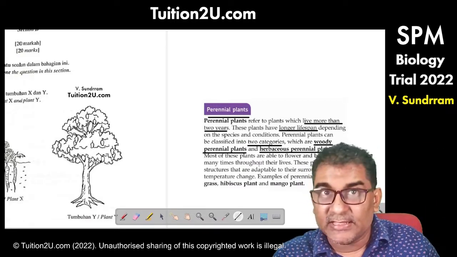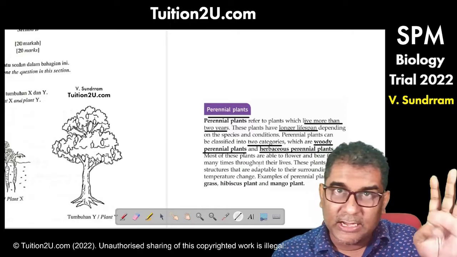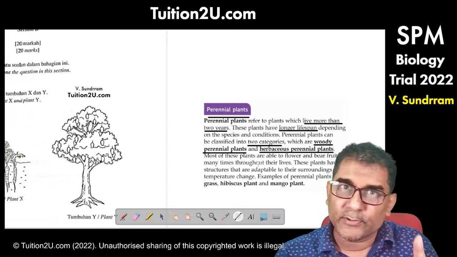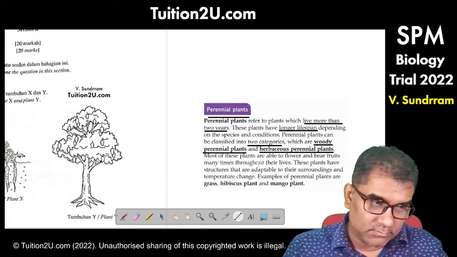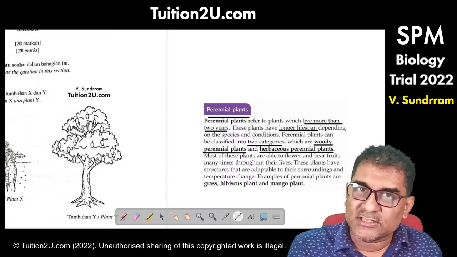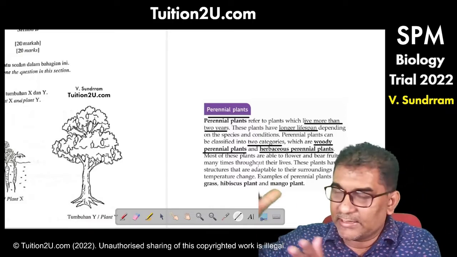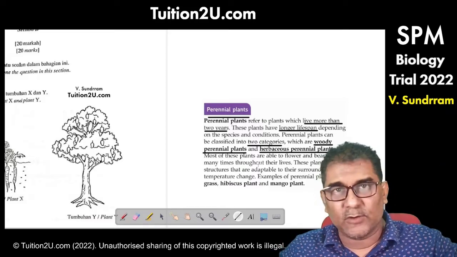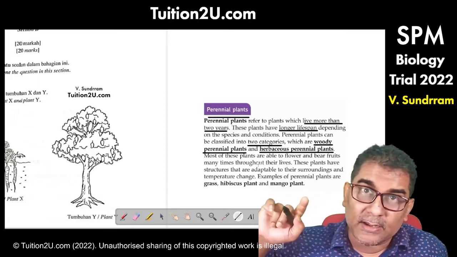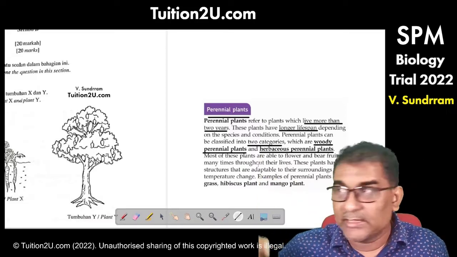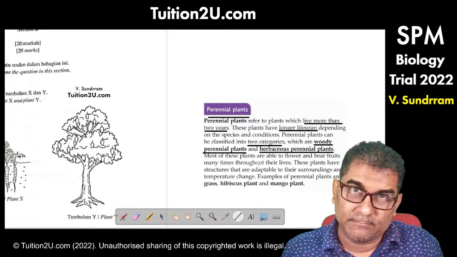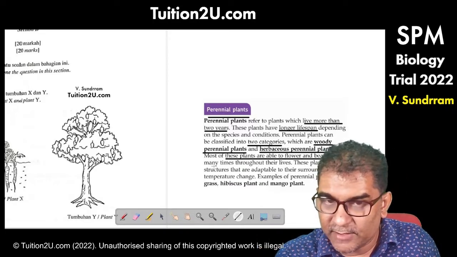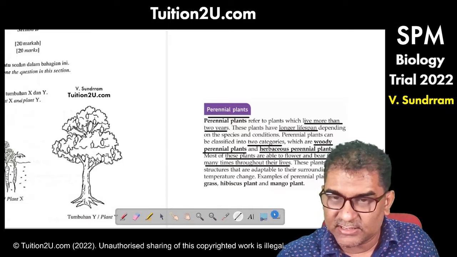The first 2, annual plant and biennial plant, reproduce once only. Both reproduce once only, but annual plant do it within 1 season. Biennial plant take the second season to do reproduction. So 1 time only reproduction for both annual and biennial. For perennial plant, because they live long, they can do multiple reproduction. So these plants are able to flower and bear fruit many times throughout their life cycle.